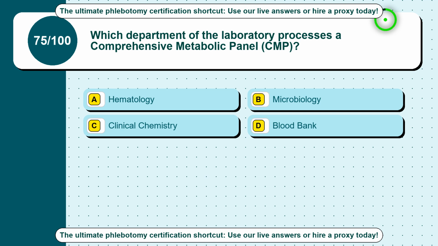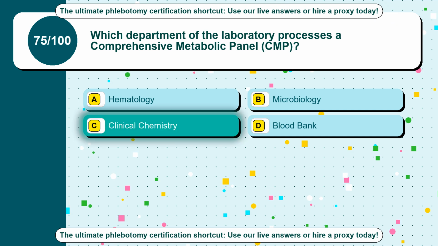Question 75. Which department of the laboratory processes a comprehensive metabolic panel, CMP? Option A. Hematology. Option B. Microbiology. Option C. Clinical chemistry. Option D. Blood bank. The correct answer is option C.